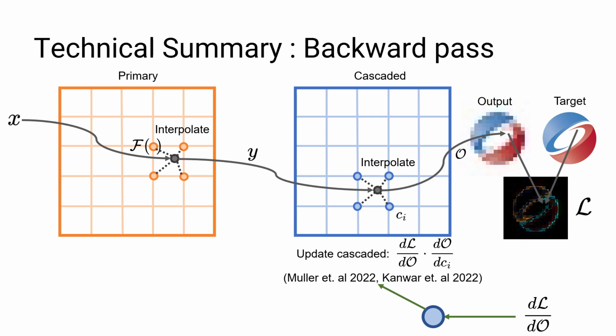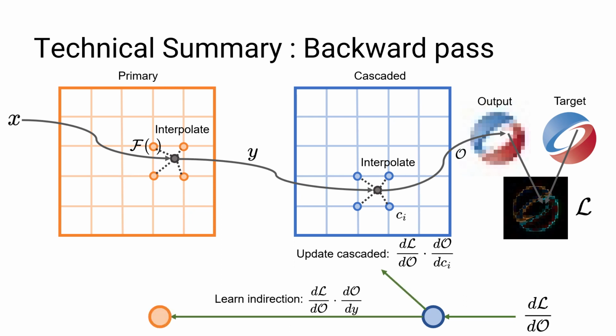Note that computing this gradient is not unique to our technique. In fact, several prior work rely on this gradient to learn feature grid representations. However, our technique uses a second set of gradient with respect to the input coordinate or the pointer value y. This gradient is used for backpropagation and for updating the primary array.